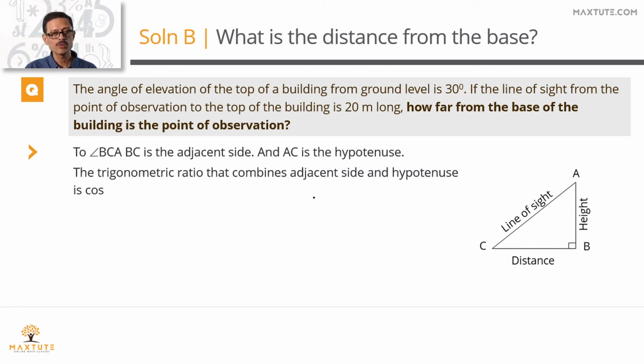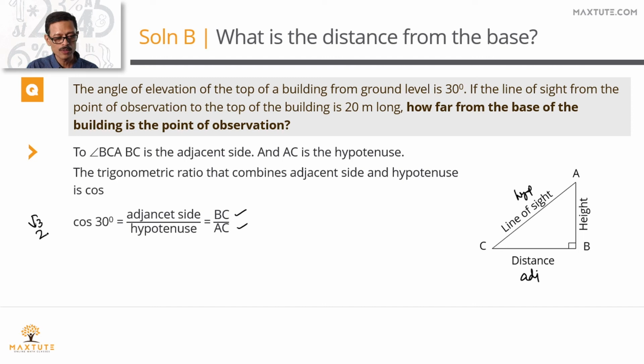The trigonometric ratio that combines the adjacent side BC with the hypotenuse AC is basically cos. So we're going to find out cos of angle BCA, which is cos 30 degrees. Adjacent side is BC, hypotenuse is AC. Cos 30 is root 3 by 2. We know the measure of AC, which equals 20 meters. So substitute both of them. Root 3 by 2 equals BC by 20. The measure of BC equals 10 root 3 meters.